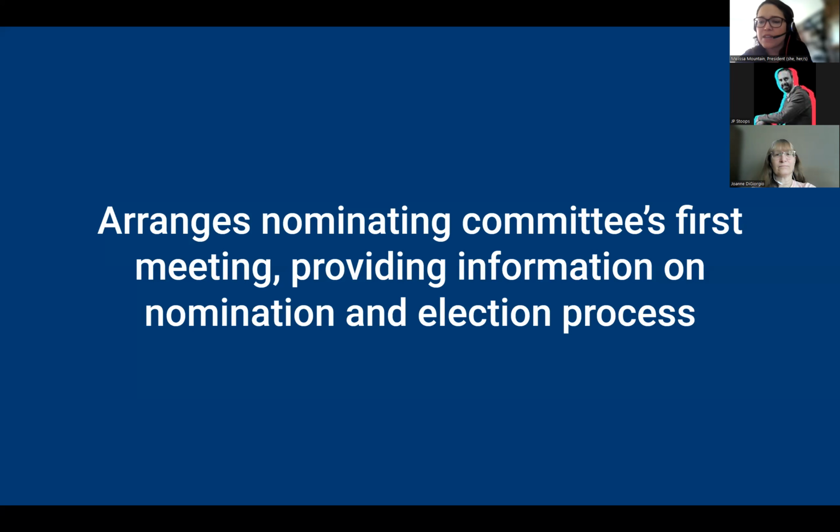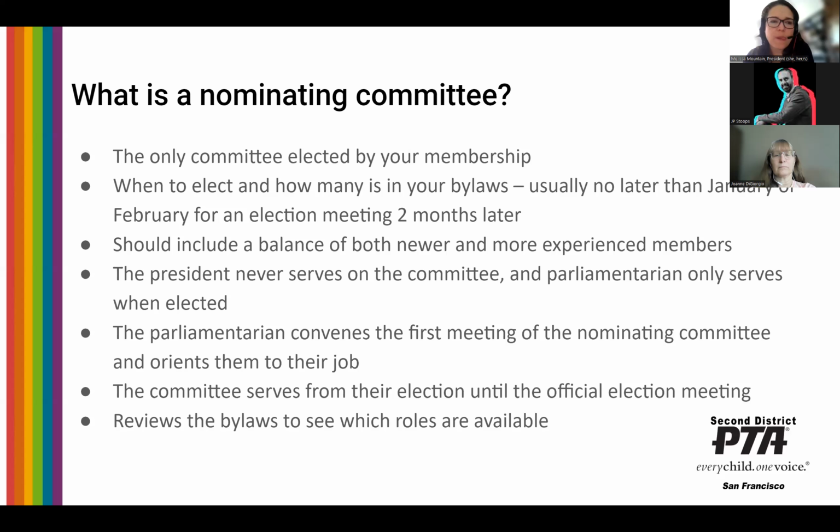Okay, and then that third main responsibility of a parliamentarian is to arrange for the nominating committee's first meeting and to provide information for that nomination and election process. So what is a nominating committee? It is the only committee that is elected by your membership, because most committees are appointed by the president. It is the committee that helps to recruit and create a slate of nominees to fill any of the officer roles that are defined in your bylaws. So it's like the recruiters.